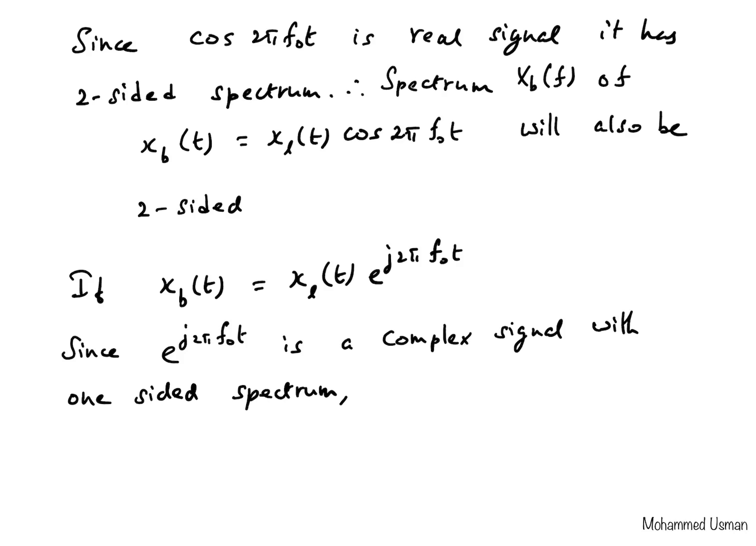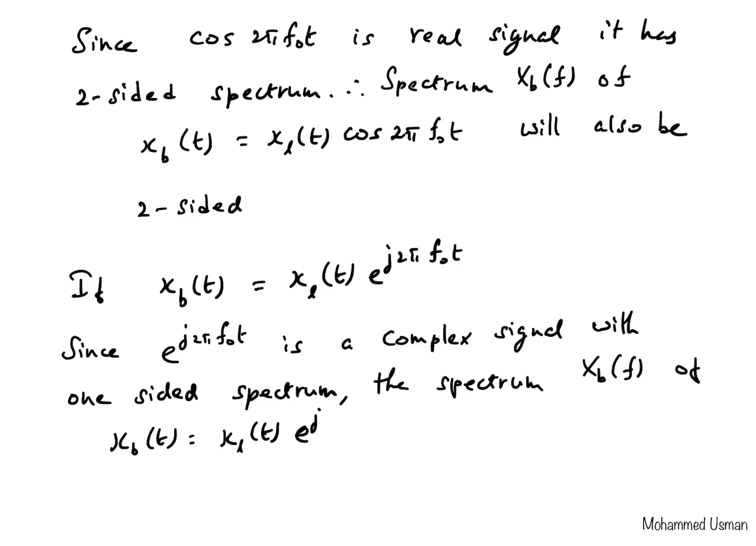The spectrum of the corresponding band pass signal, which is produced by multiplying with the complex carrier, so the spectrum XB of f of XB of t equals XL of t into e power j 2 pi f naught t, will also be one-sided.